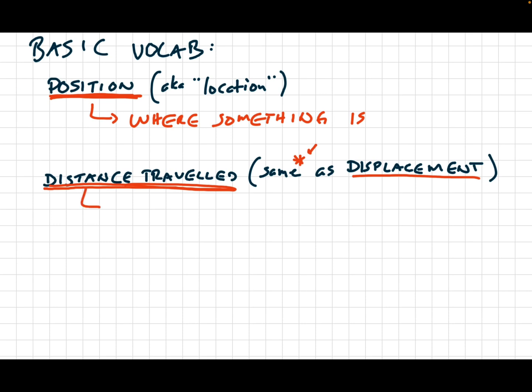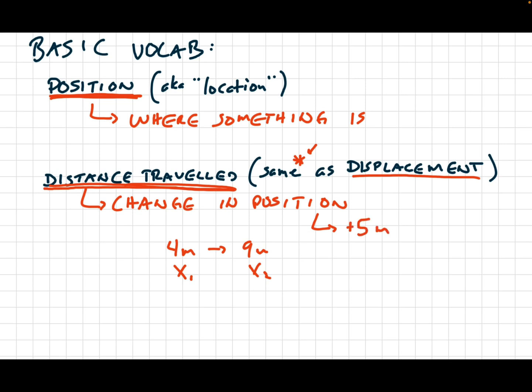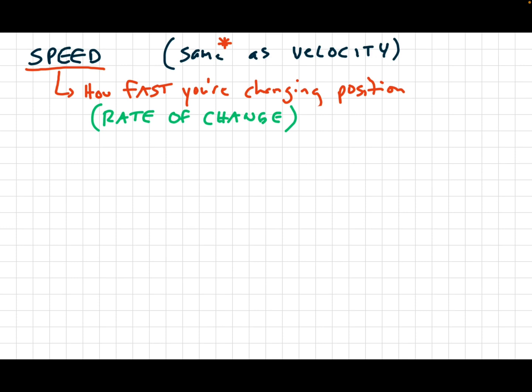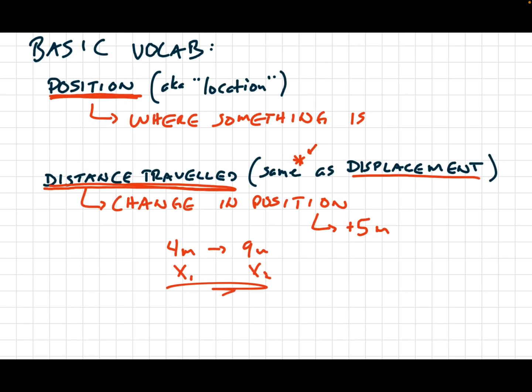But the big idea here is that our position is where you are, and distance traveled is how much your position has changed. So you might say something like, oh, this kid went from the 4 meter position up to the 9 meter position. In algebra, you might call this x1 and this x2, and so our change in position, final minus initial, or x2 minus x1, is going to be a gain of 5 meters. So this kid went forward 5 meters because he went from 4 up to 9. Nothing too difficult yet. And our third vocab word for this unit is going to be speed, which, like I said earlier, I'm going to lie to you a little bit here.